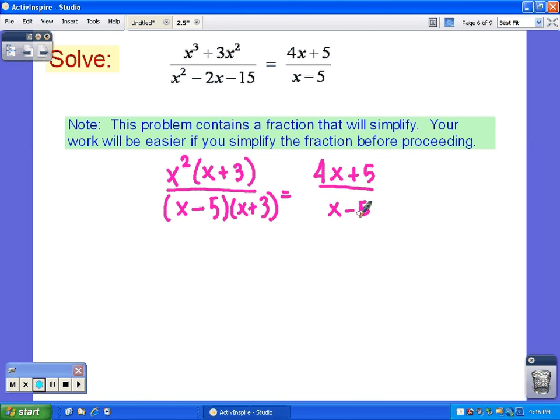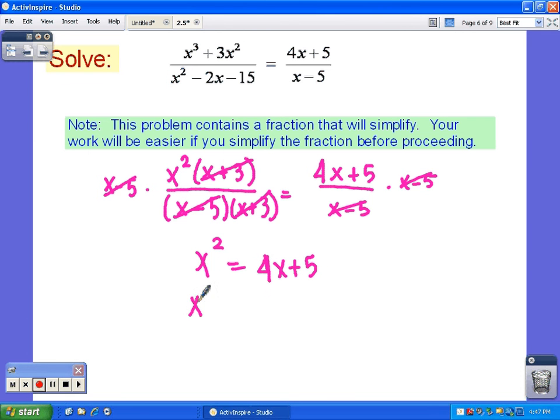But notice, in that first fraction, they both have an x plus 3 in common, so we can cancel that out to simplify it before we start working the problem. Now, if you'll notice, the only denominator we have is an x minus 5, so we'll multiply both sides by x minus 5 to get rid of my fractions. So I'm going to have x squared is equal to 4x plus 5.